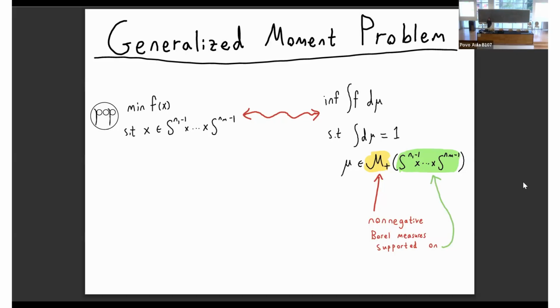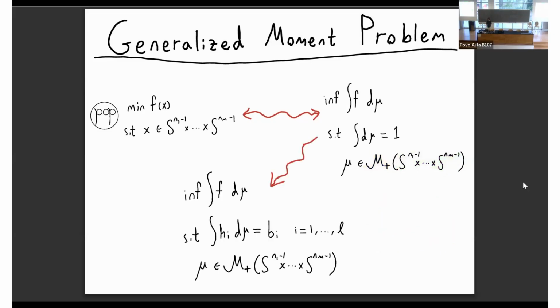But this probability measure constraint can be generalized, and we can write that the integral of h_i, where h_i is a polynomial, is equal to b_i, a real number. This just makes it a little bit more general, in that we can have constraints on the measure, more than just that it's a probability measure.